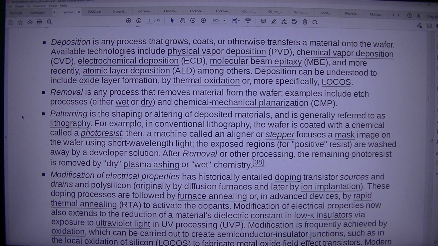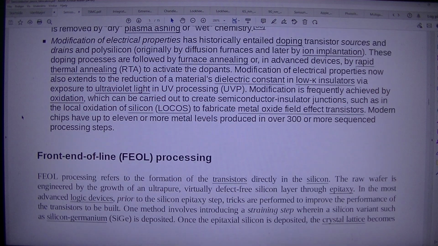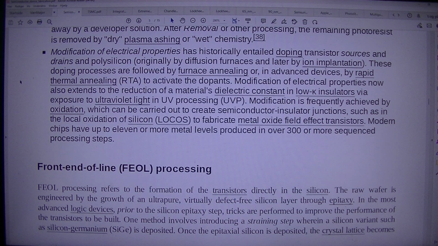Modification of electrical properties has historically entailed doping transistor sources and drains and polysilicon, originally by diffusion furnaces and later by ion implantation. These doping processes are followed by furnace annealing or, in advanced devices, by rapid thermal annealing, RTA, to activate the dopants. Modification of electrical properties also extends to the reduction of a material's dielectric constant in low-k insulators via exposure to ultraviolet light in UV processing, UVP.